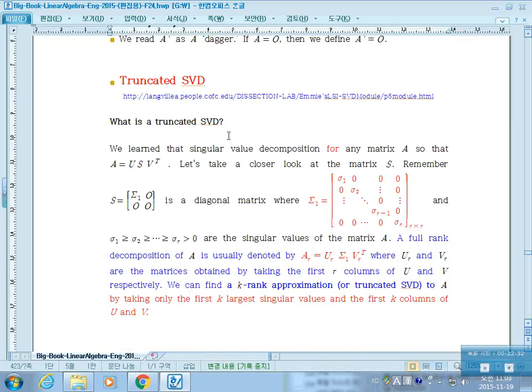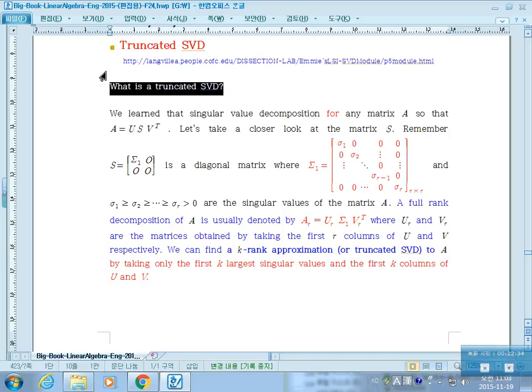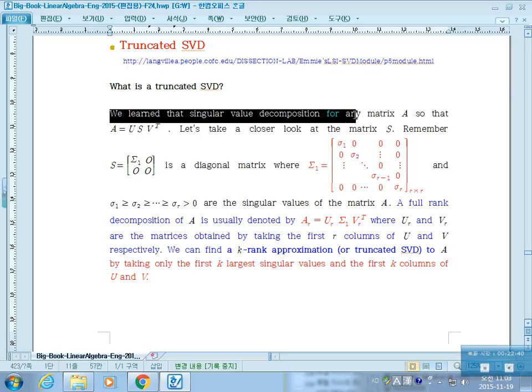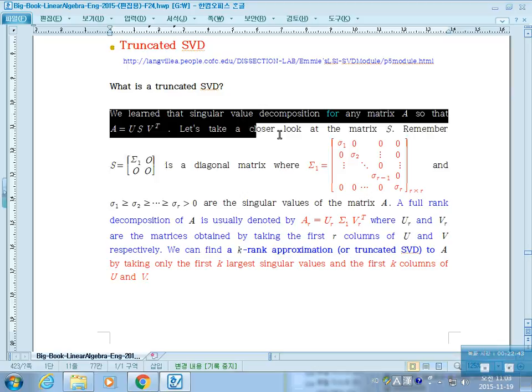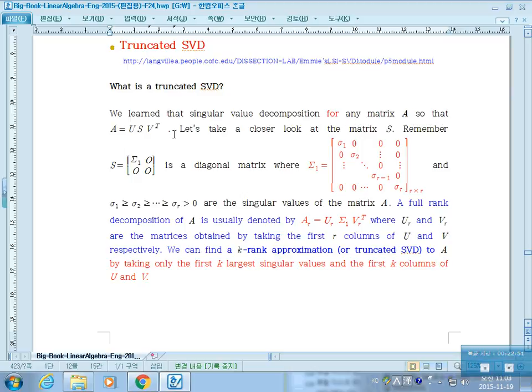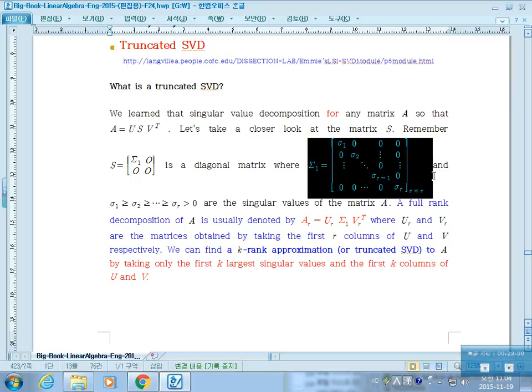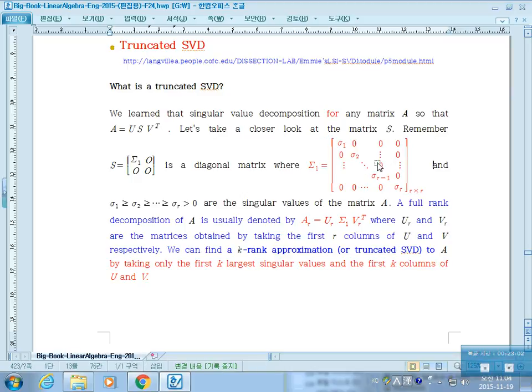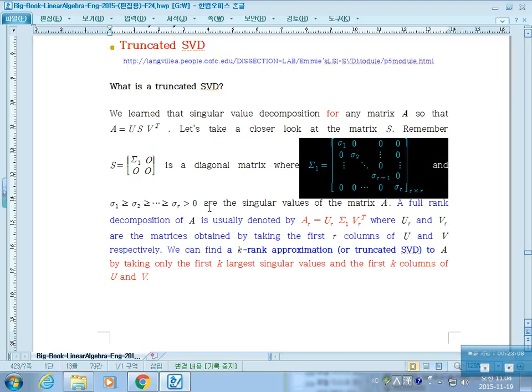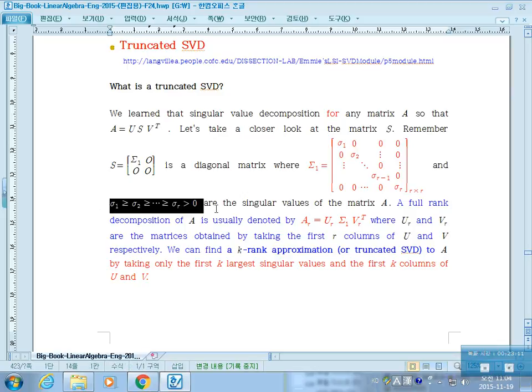Okay, next: truncated singular value decomposition. What is a truncated singular value decomposition? We learned the singular value decomposition for any matrix A, so that A can be written in this way. Let's take a closer look at the matrix S here. Remember, S can be written in this way, and this is a diagonal matrix, where sigma 1 can be written in this way, and this is a non-singular matrix, because the singular values are all positive.